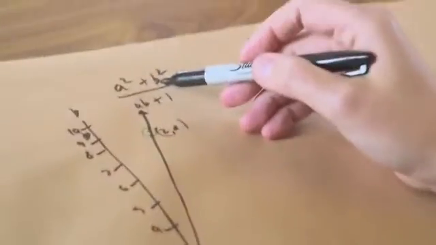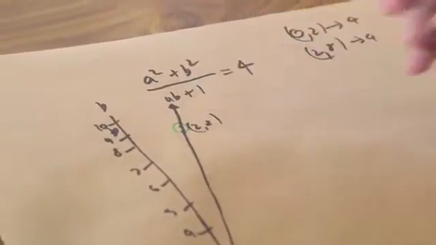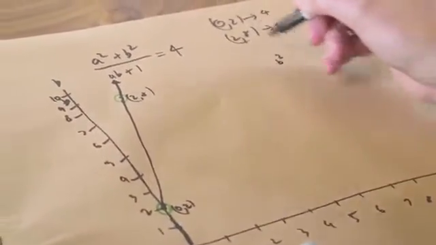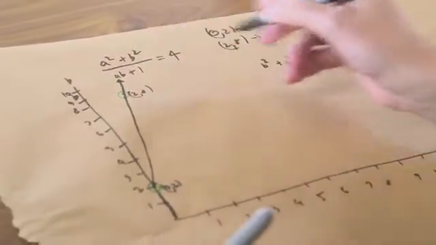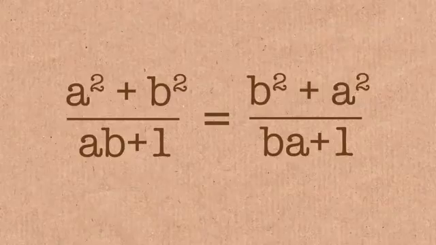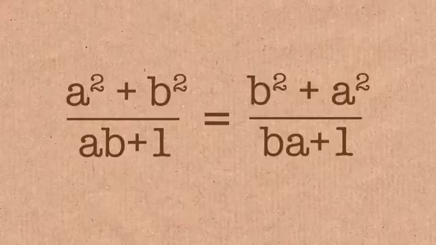If we look at this equation here, if we swapped around A for B, what would we get? Well, instead of A, we write B, and instead of B, we write A, and that equation is the same. Yeah.